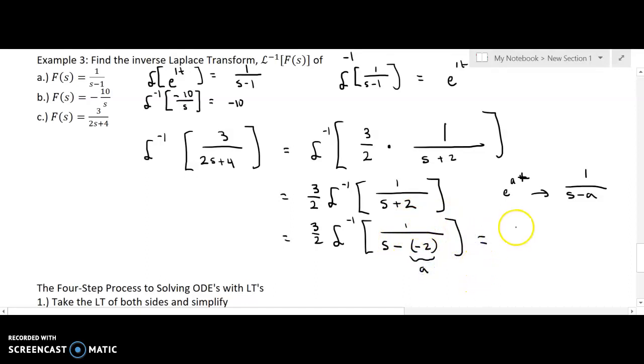So this is going to come out to 3 halves times the inverse of this is going to be e to the negative 2t. And so that's my final answer. The inverse Laplace of 3 over 2s plus 4 is 3 halves times e to the negative 2t. So a lot of times we have to get creative to try to make it look like one of the formulas in our formula sheet.